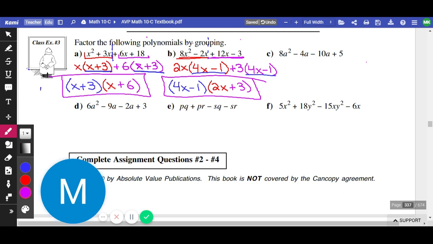Okay, try. Oh, sorry. I'm not going to send you off yet. I want to do C with you because there's going to be a little trick to C. All right, let's look at C together.